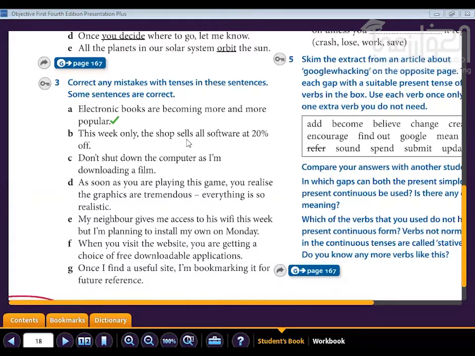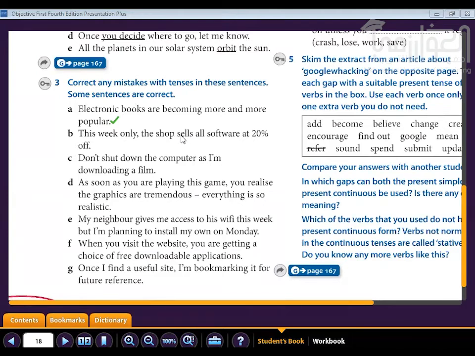Now B: this week only the shop sells all software at 20% off. Now, this week is something that is happening now. So we cannot use sells. We must use the present continuous, not the future. Actually, we use the present continuous here for what is happening this week, something that is happening now throughout the week. So we don't use the present simple here.